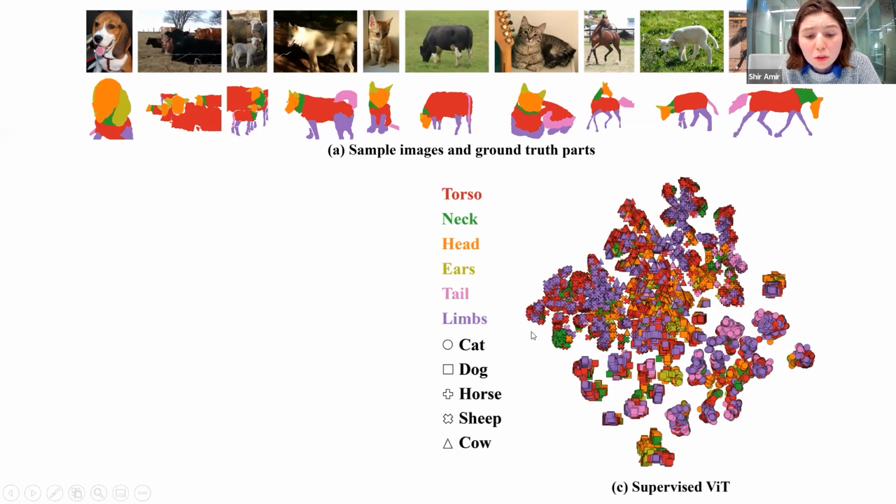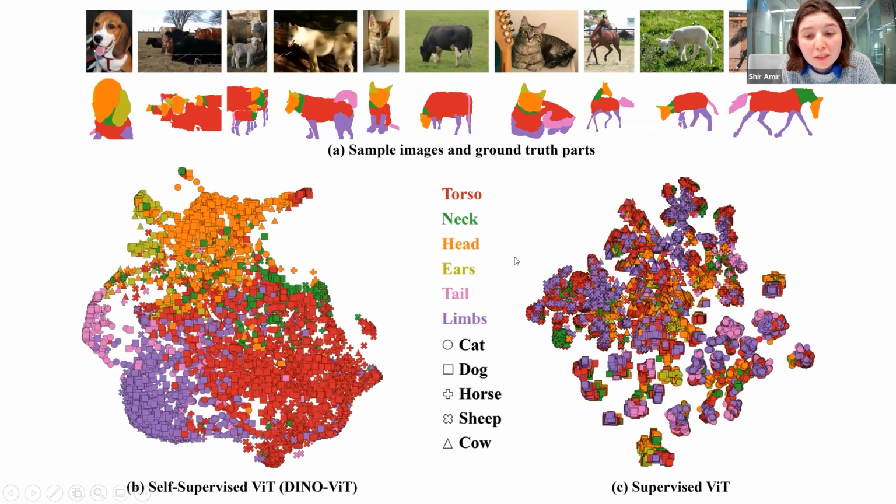On the other hand, all the representations that belong to dogs go to a different area, etc. But if we use a self-supervised ViT that didn't have an explicit notion of what a cat and a dog is, and that they should be different from each other, then the t-SNE actually separates the different parts. So you see all of the tails, for instance, regardless of the shape of the point, regardless of the class it belongs to, all of them get clustered together. The same for all of the legs and all of the torsos, etc.